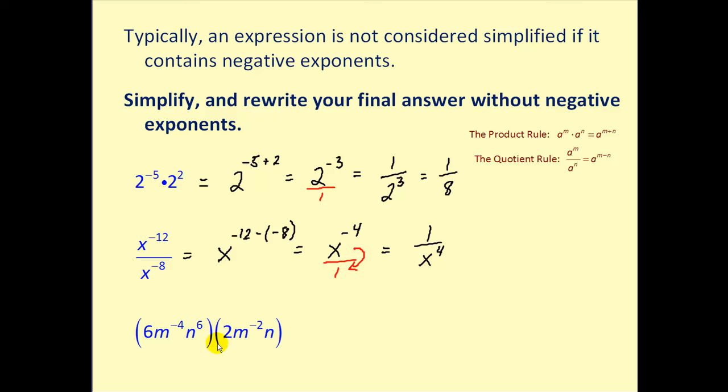On our next example, all of this is being multiplied together, so 6 times 2, that would give us 12. m to the negative 4th times m to the negative 2. Again, we add our exponents to get m to the negative 6th power, and then n to the 6th times n to the 1st would equal n to the 7th. Again, I always find this helpful when I have a negative exponent to make it into a fraction. So in order to have a positive exponent here, we'll move the base of m down to the denominator. So we'll have 12 n to the 7th in the numerator and m to the 6th in the denominator.